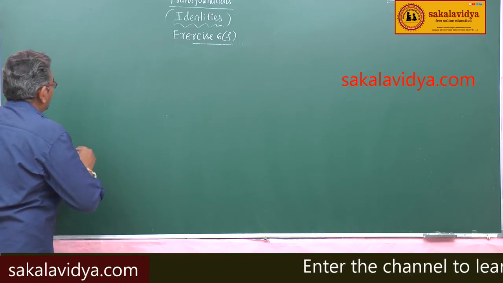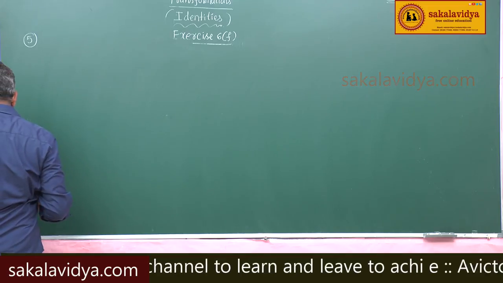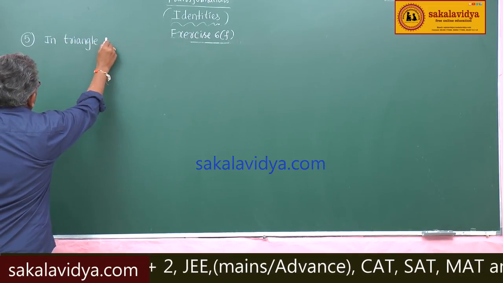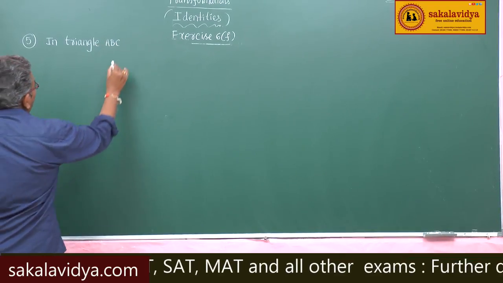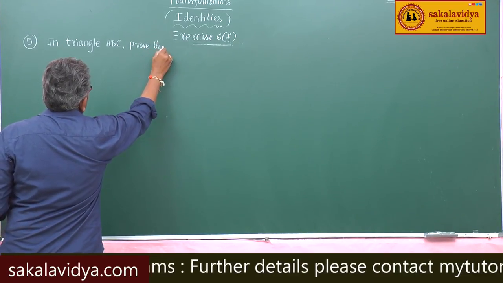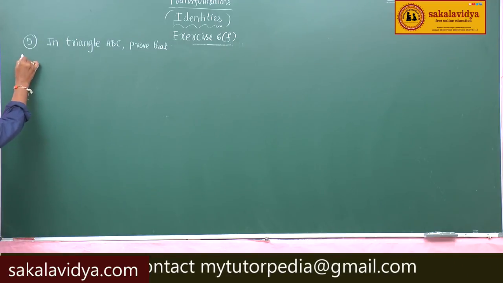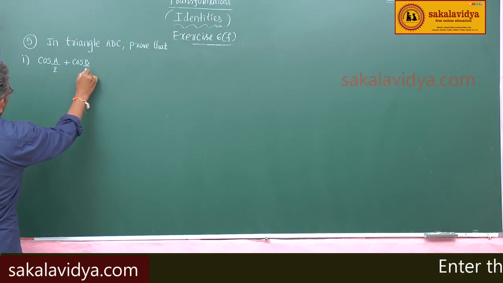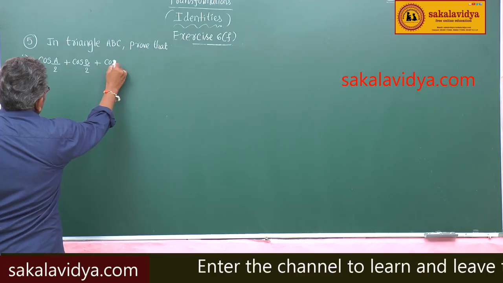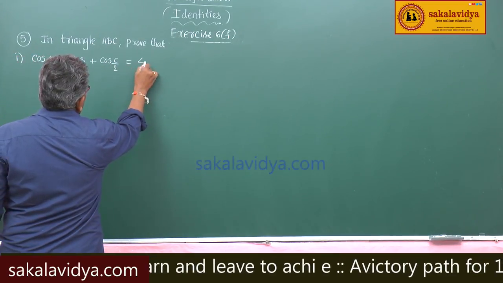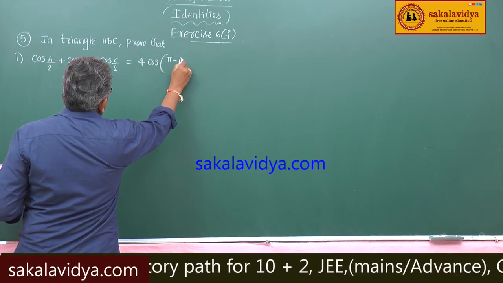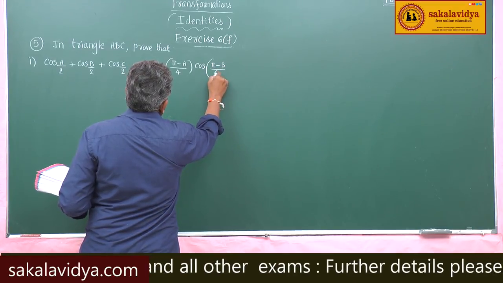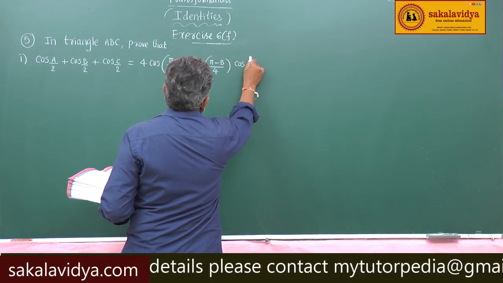Fifth problem. In triangle ABC, prove that, first one, cos A/2 + cos B/2 + cos C/2 is equal to 4 cos((pi - A)/4) cos((pi - B)/4) cos((pi - C)/4).